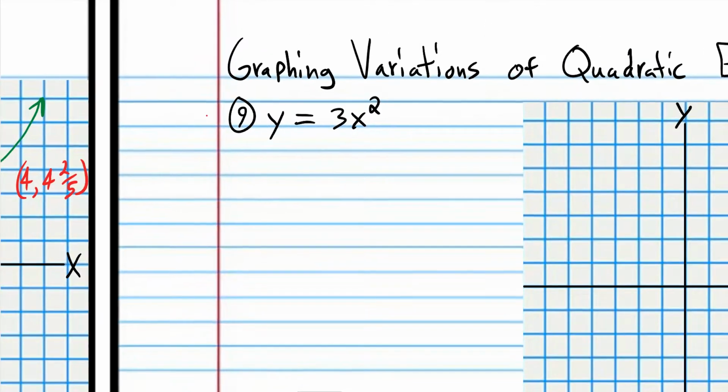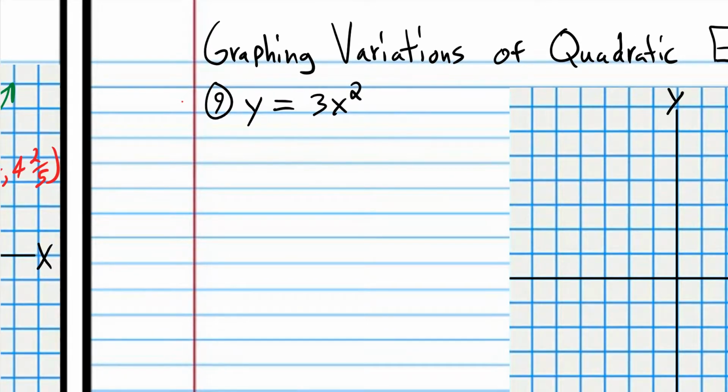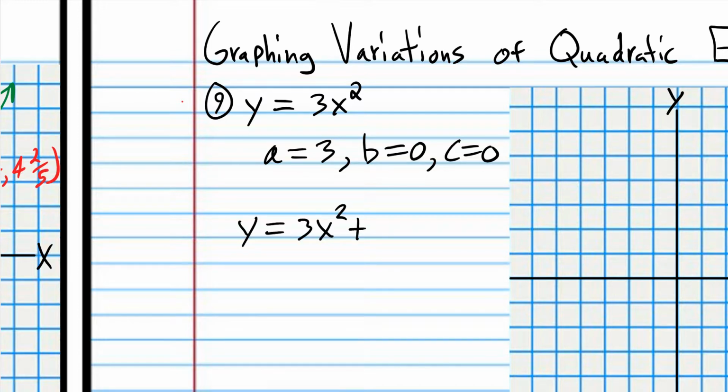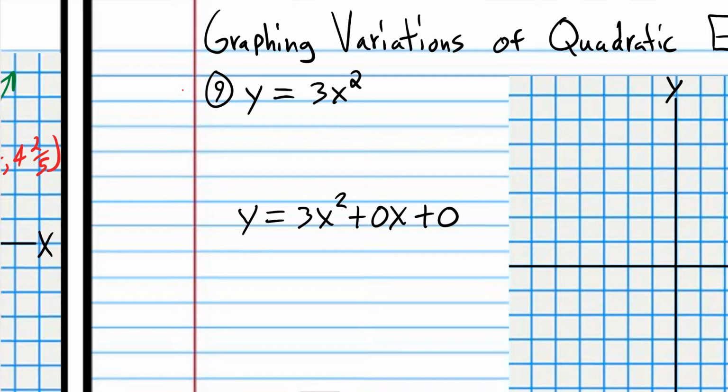Now, there's a lot of different ways that we can interpret this expression to figure out how to graph it. One way we can interpret it is by considering a to be 3 in standard form, b 0, and c equal to 0. So what I mean by that is we have y is equal to 3x squared plus 0x plus 0. Again, b is just 0 and c is 0, and that's why those terms are not present there.